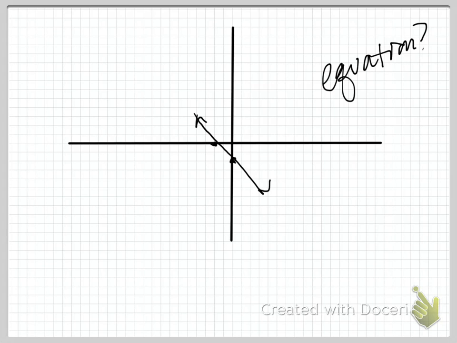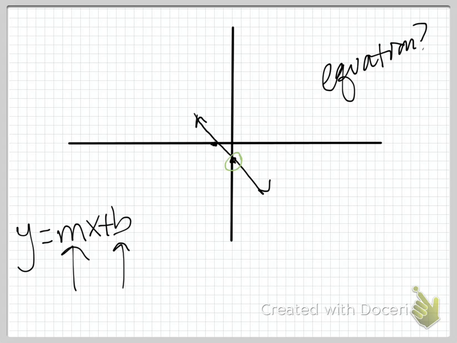What is the equation? So if I'm trying to find y equals mx plus b, I need my slope and I need my y-intercept. So if we're looking at this picture, it crosses my y-axis at -2. So I can replace my b with -2.